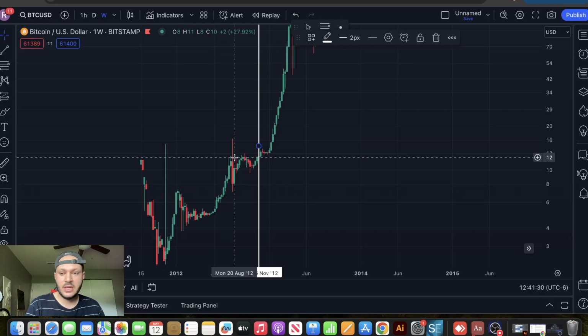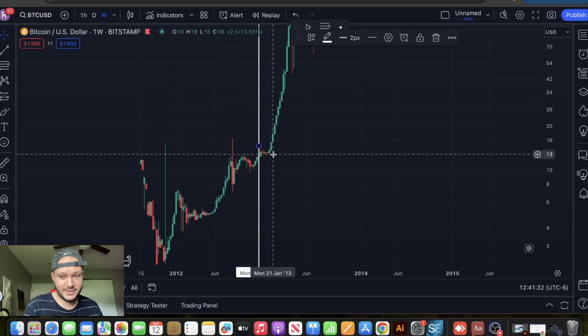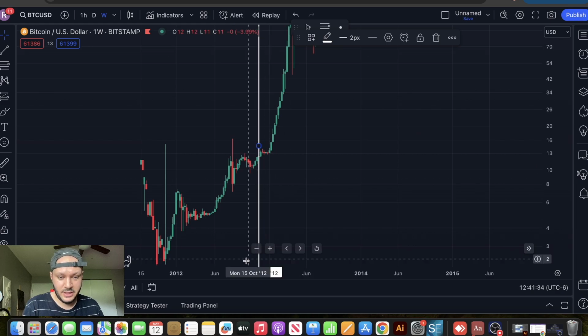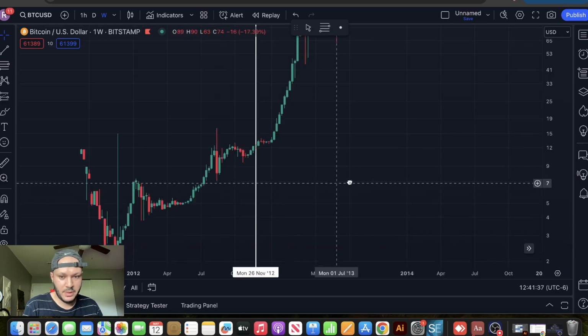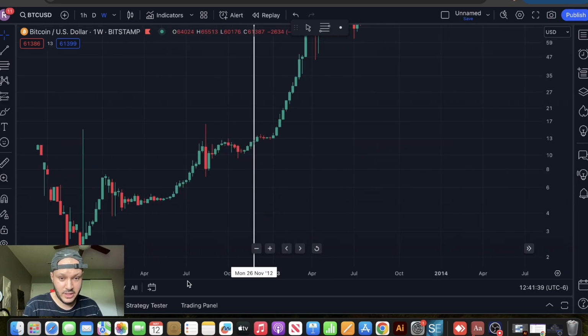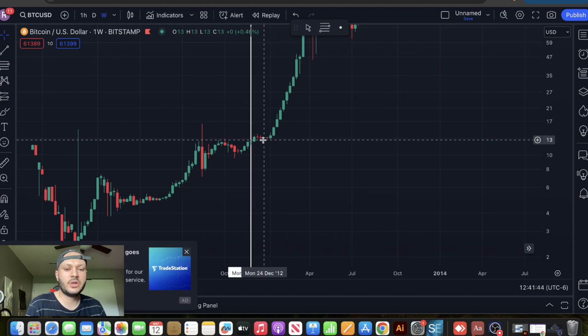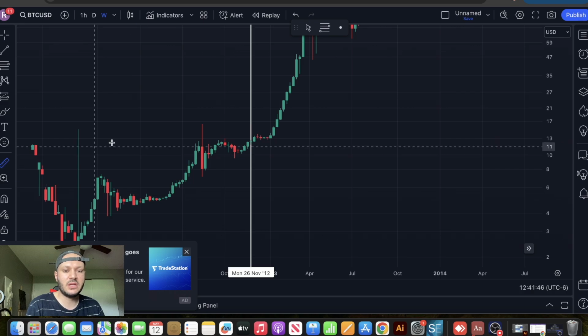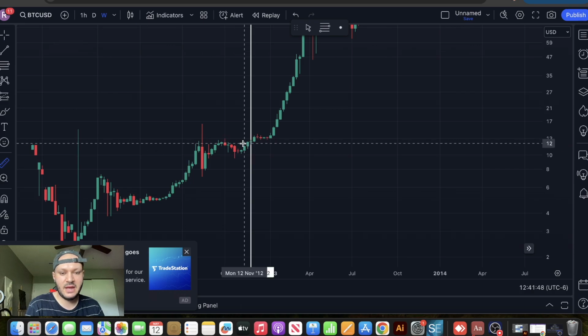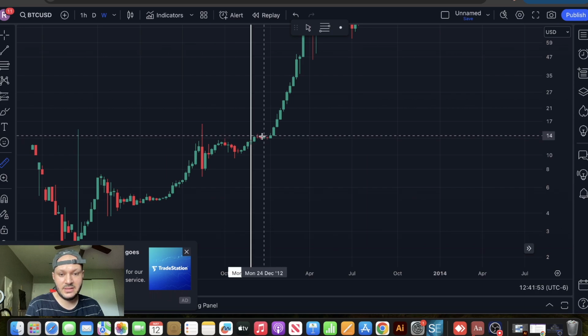The price was around $12, $13, but a lot of us did not know about that back then. After the halving, we didn't even have a significant retracement if we start from here. We had a little bit of retracement, but it was after the halving, after making higher highs.